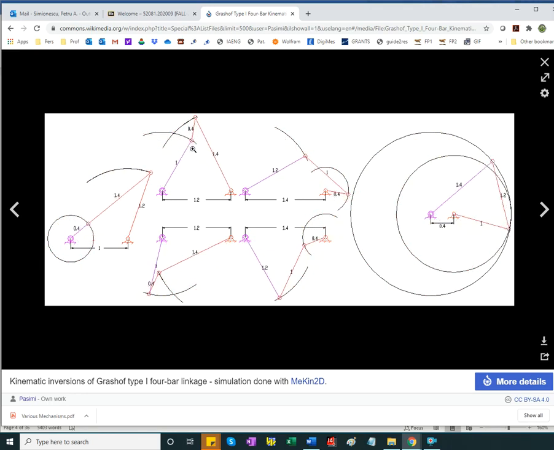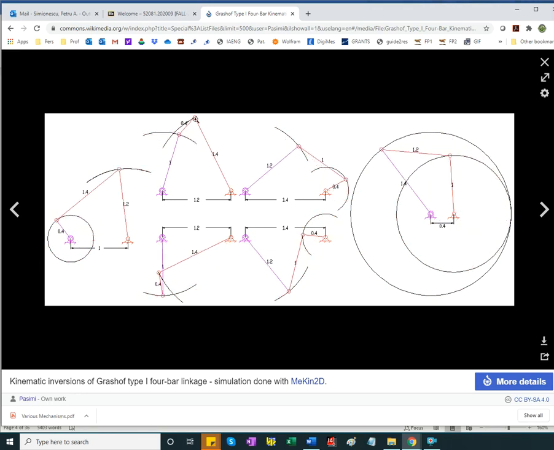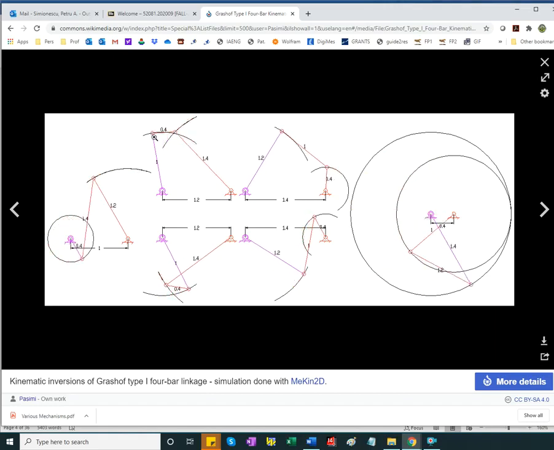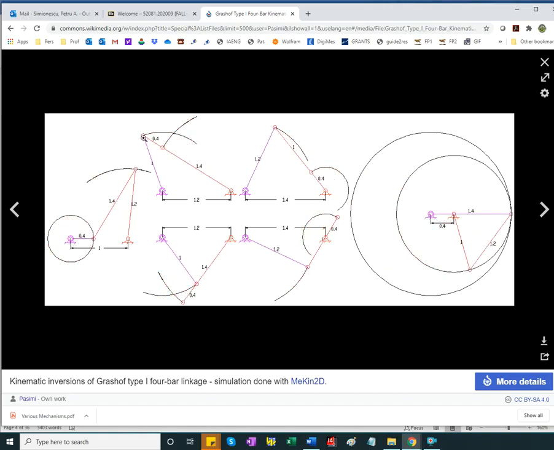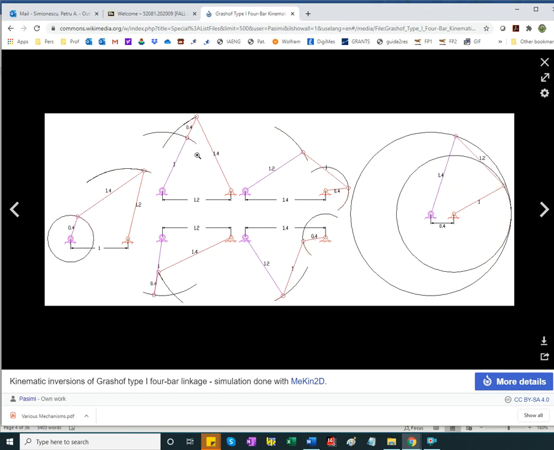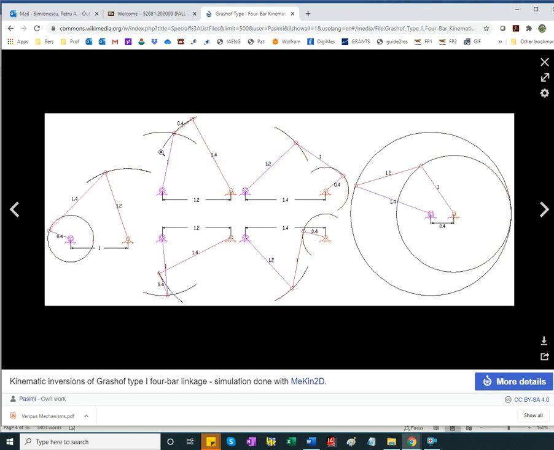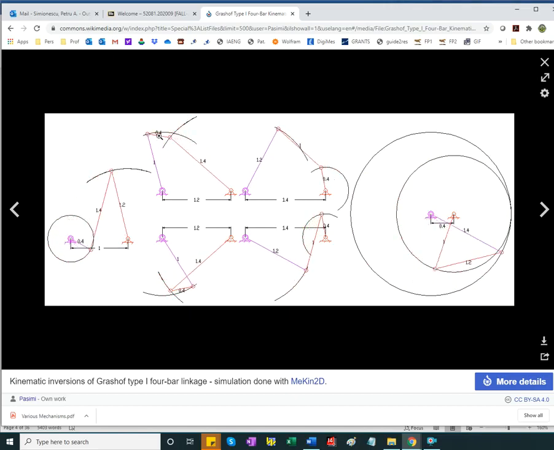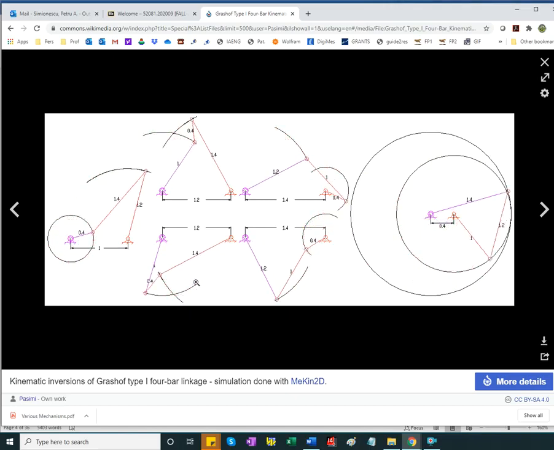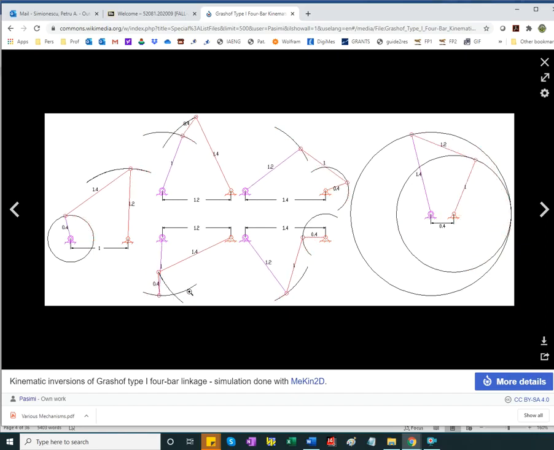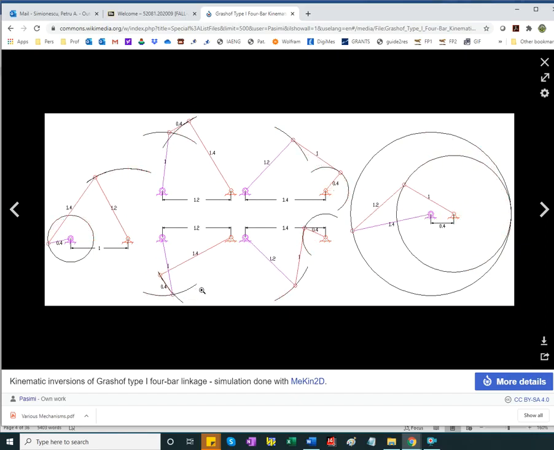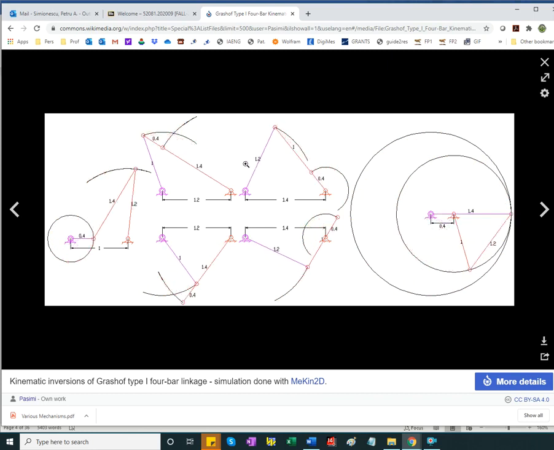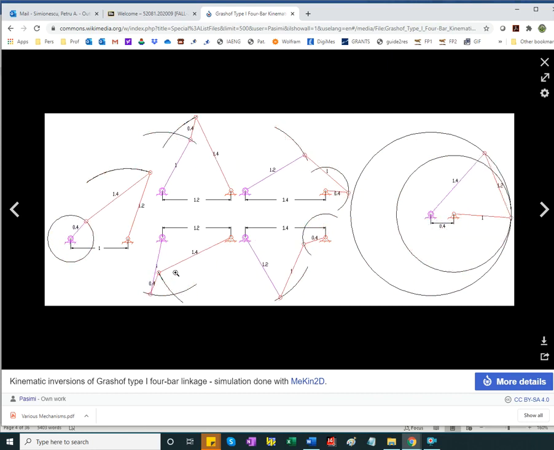Here I have the shortest link as the coupler, and this can, if driven from the ground, be just a rocker. You can see the limit positions where the 2 links are in line, 0.4 and 1.4 length. Here it's the case where it's the mirror image.